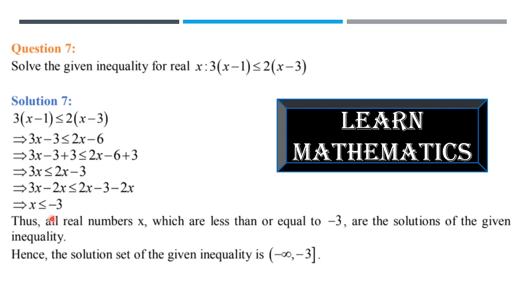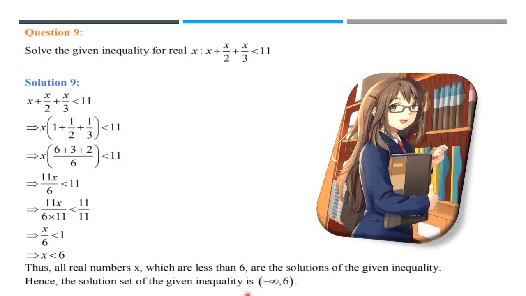So less than, how much less? We don't know. So minus infinity to minus 3. But on the right side we will have a close bracket because we have the equal to sign as well.